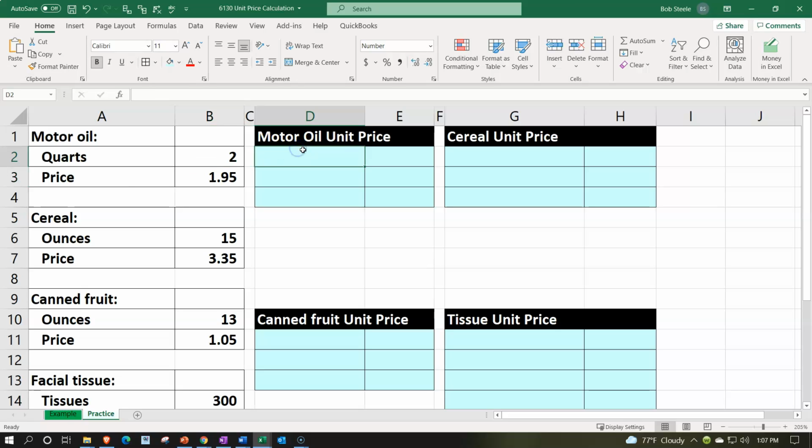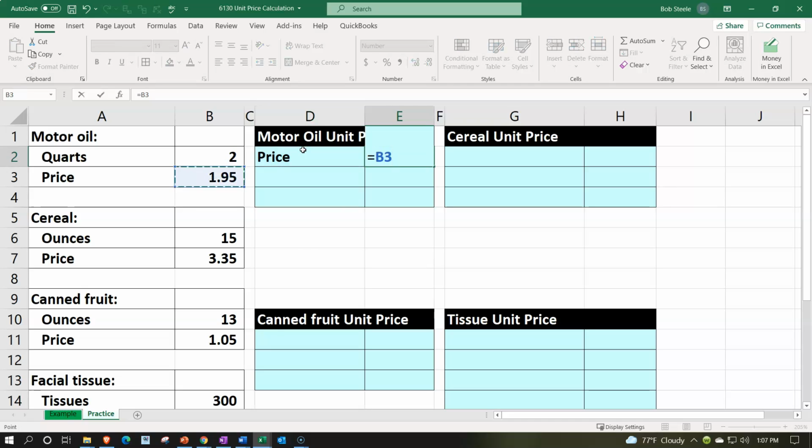So then, of course, that would simply be, we'll take the price and say, all right, that's going to be equal to the 1.95. Let's add some decimals here. Number group, add a couple decimals.